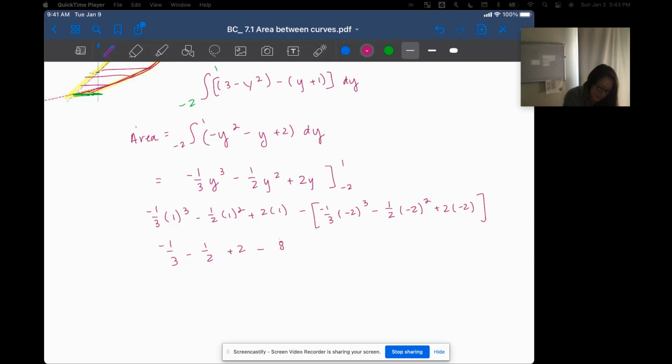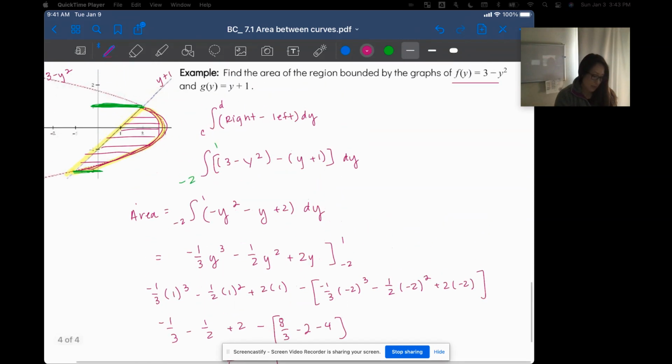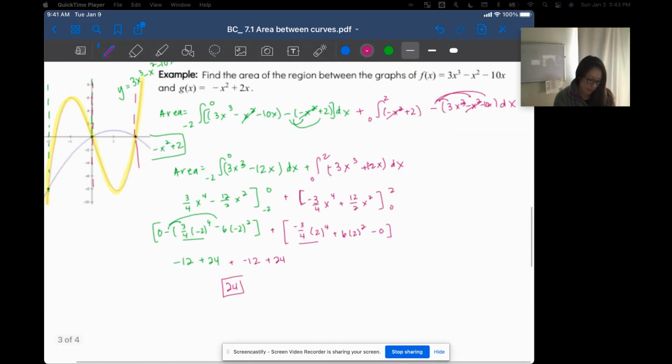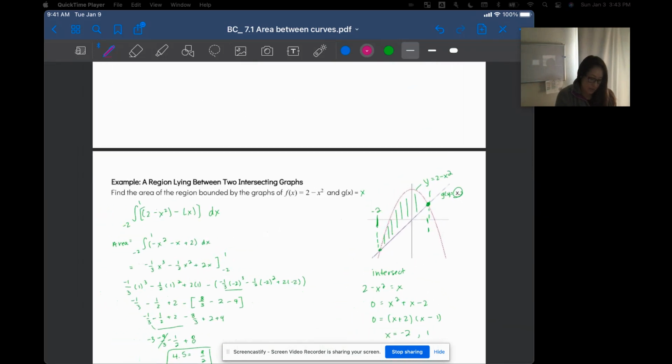minus 8/3 minus 2 minus 4. Okay. And I end up with 4.5. Yeah, we end up with 4.5 because this is basically the same problem we did earlier, just written in terms of y. So if you notice, the graph of this second one we did is really the same graph. It's just written in terms of x instead of y.